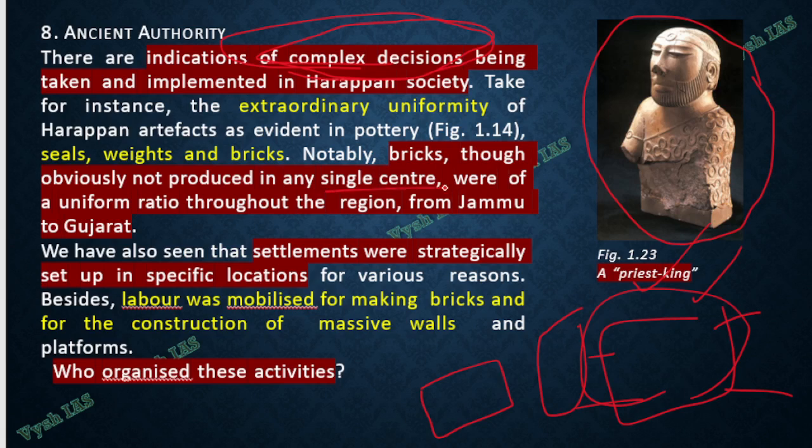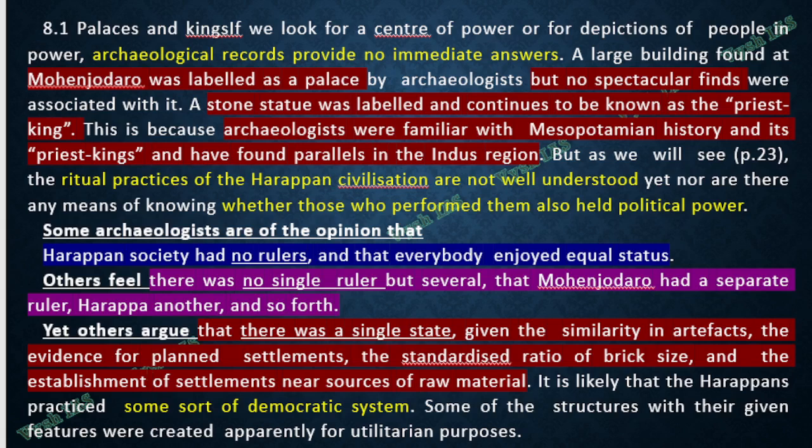So settlements are strategic in specific locations. Labor was mobilized for bricks. All this gives an idea that obviously there was some strong decision making center and not random. That is also one more learning which you get from the evidences which we see. So that can be maybe a king, or maybe a kind of royal group of kings. That is all we have to conclude.